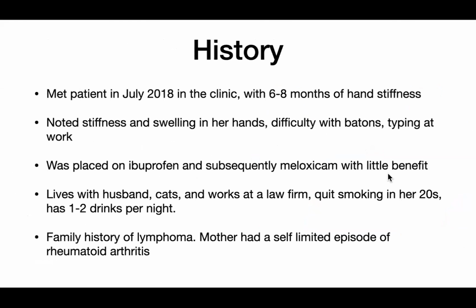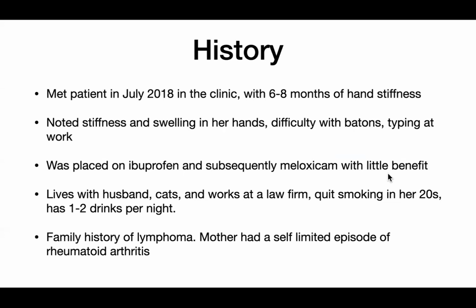Just to illustrate some of the challenges around rheumatoid arthritis therapy, I thought I would tell you about one of my patients. This is a 59-year-old attorney who I see in the clinic. She was a patient I met in July 2018. At that time, she had 6 to 8 months of hand stiffness. The stiffness and swelling in her hands made it difficult to do her work. She was put on ibuprofen or Advil, and then eventually put on something similar but a little stronger called meloxicam.